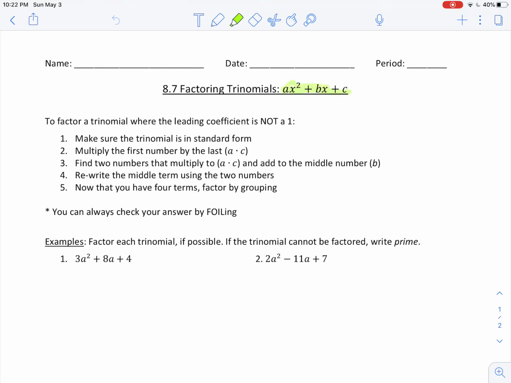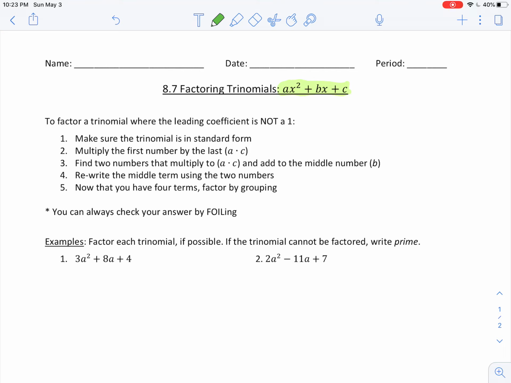So when you look at a trinomial, we typically write them in general as ax squared plus bx plus c. So we're going to multiply a times c, the first number times the last number. Then we're going to find the factors of a times c that add up to b, that add to the middle term. Use those to rewrite the middle term. And then since we'll have 4 things, we'll use factor by grouping, which we learned before. As always, when we factor our trinomials, we can always FOIL our answer to check it and see if we get back to the original question.